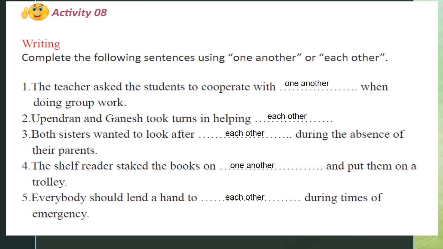Activity 8. It is a writing activity. Complete the following sentences using one another or each other. The teacher asked the students to cooperate with one another when doing group work. Upendran and Ganesh took turns in helping each other. Both sisters wanted to look after each other during the absence of their parents. The shelf readers stacked the books on one another and put them on a trolley. Everybody should lend a hand to each other during times of emergency. Do this activity in your exercise book.